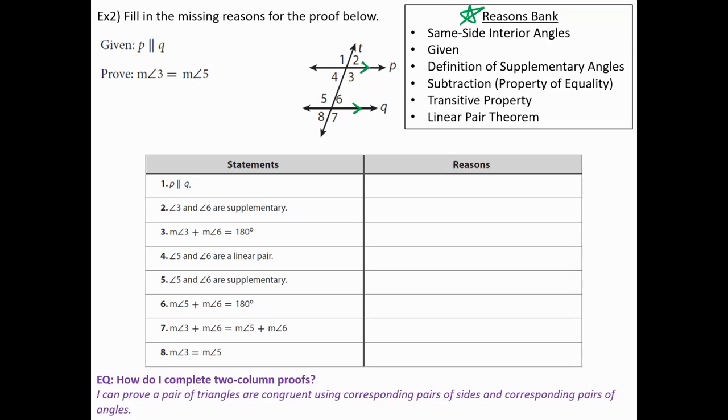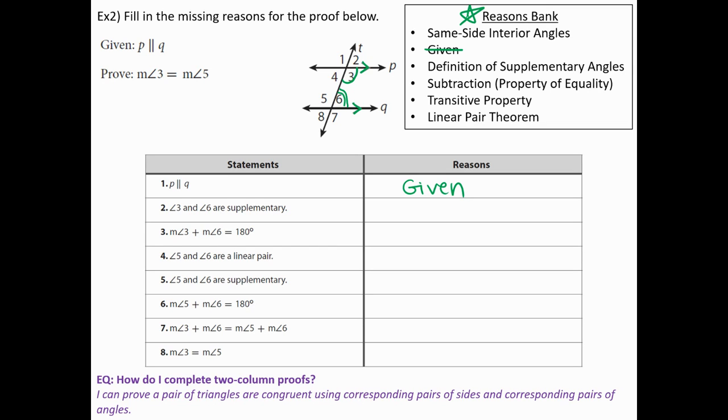All right, so we have P parallel to Q. The reason for that one is given, and since that is my only given, I'm going to go ahead and cross it out. So this one is given. That's the only thing we were given. Then we have angle 3 and angle 6 are supplementary. So I'm going to look at angle 3 and angle 6 are supplementary.